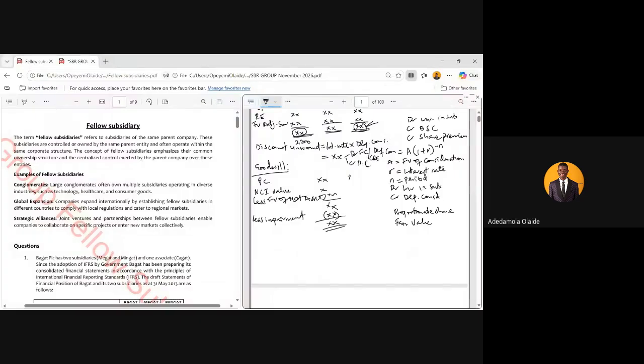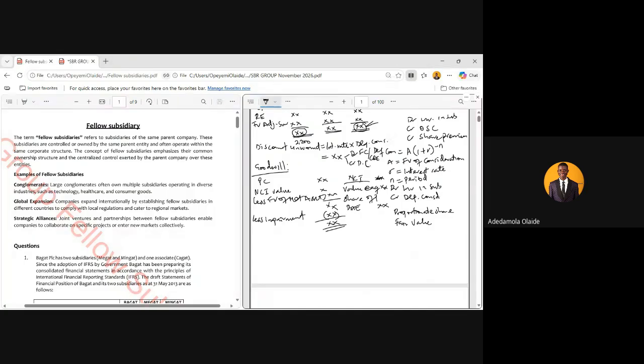So we then proceed to calculate NCI. How do we calculate NCI? We look at the value of NCI at acquisition. Then we bring the share of post-acquisition profit. The share of profit we calculate, which is the percentage they hold multiplied by the post-acquisition earnings here. And having done that, we have impairment.